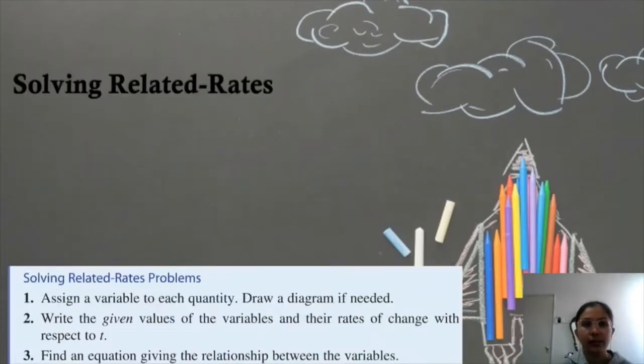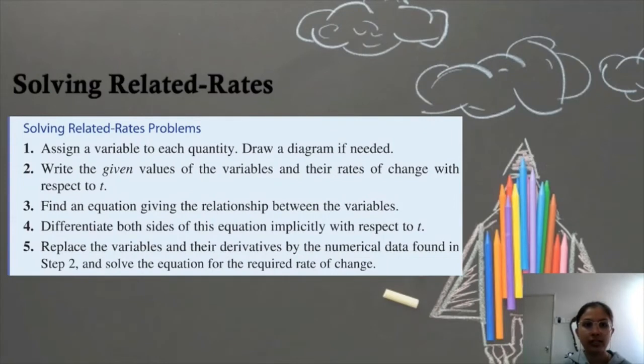Now I will share about solving related rate problems. First, assign a variable to each quantity. Draw a diagram if needed. Second, write the given values of the variables and their rates of change with respect to t. Third, find an equation giving the relationship between the variables.